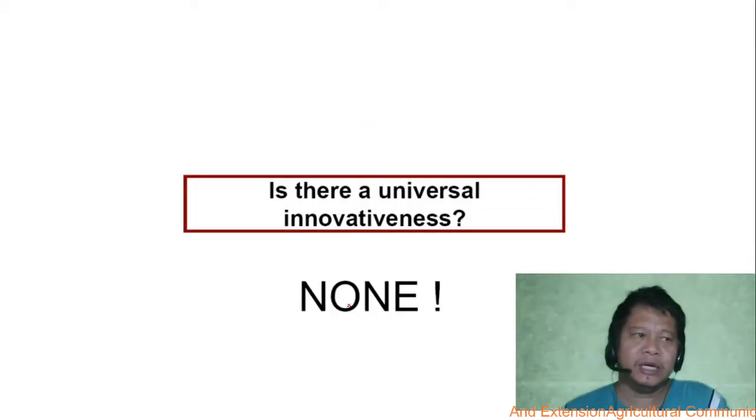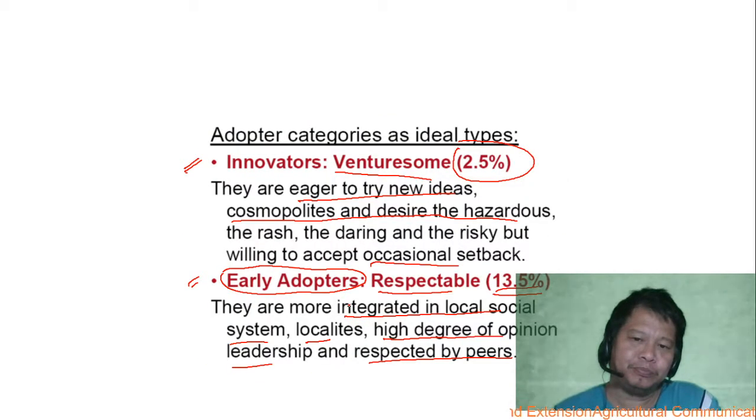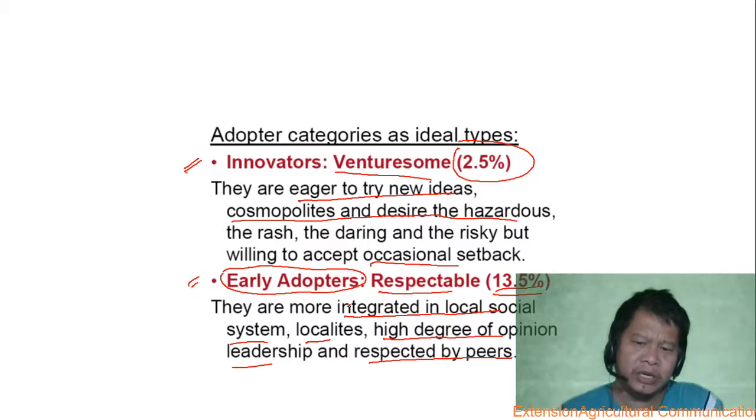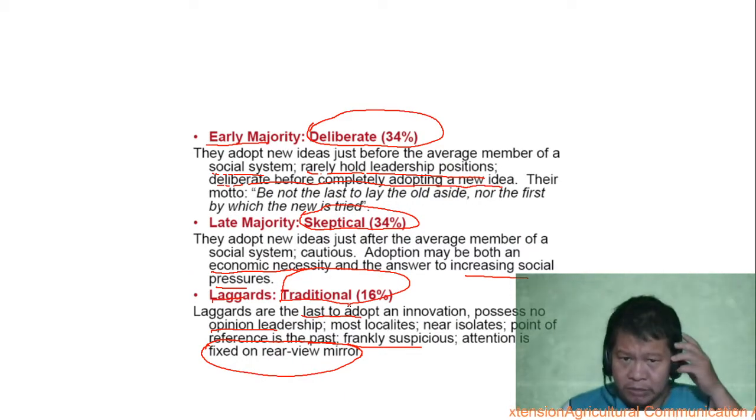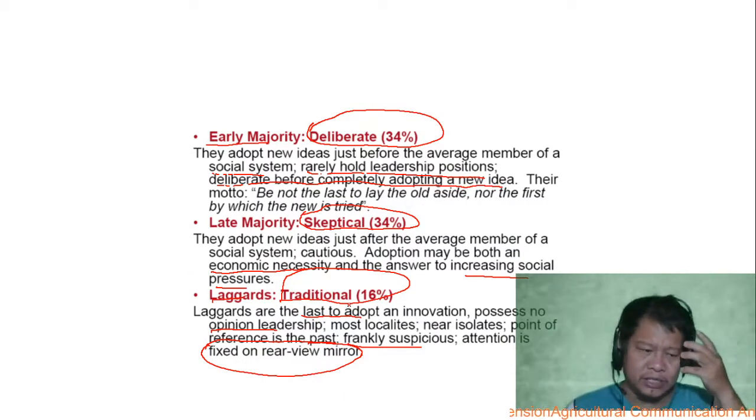Okay, so those are the categories of adapters. We have the innovators, early adapters, early majority, late majority, and laggards.